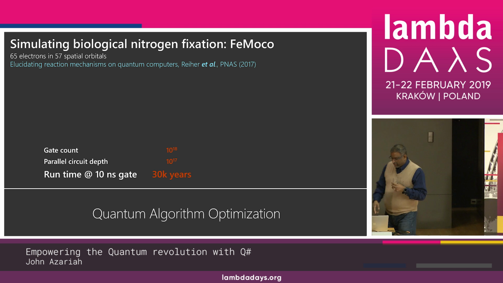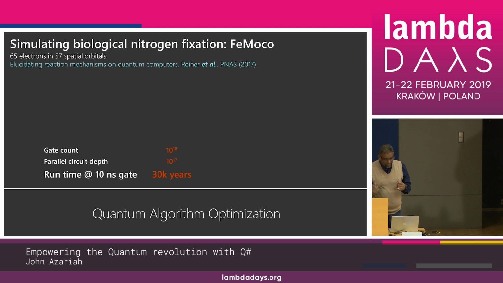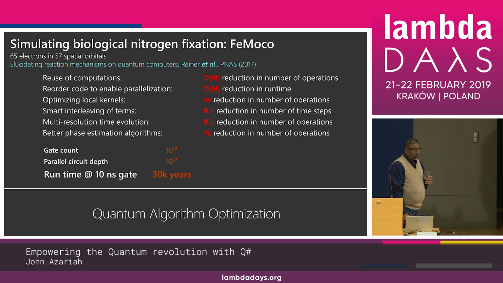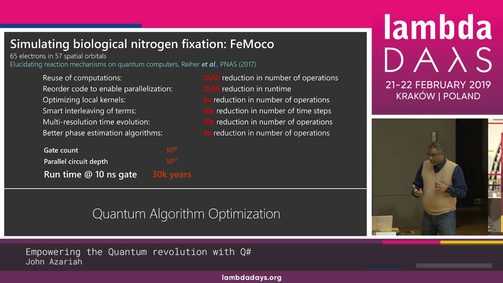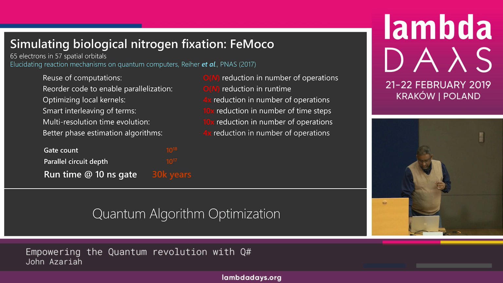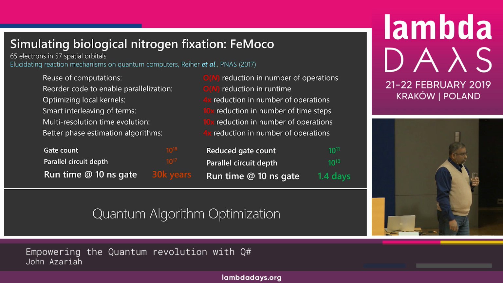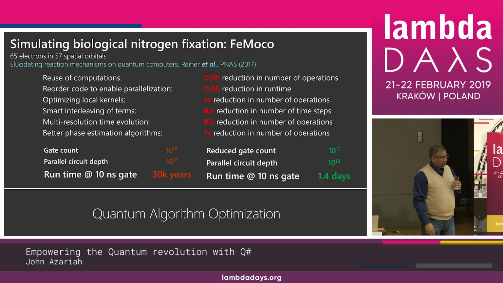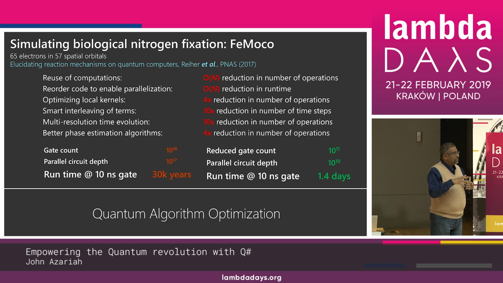So this is where the whole idea of using all the tools that we can bring to the game becomes important. By providing all of the standard known optimizations, we could actually bring this whole thing down to a computation that would take 1.4 days if we had a 10 nanosecond gate. And we can do all of this even before we have the first qubit, because we understand the math, we're just not capable enough to do the math.